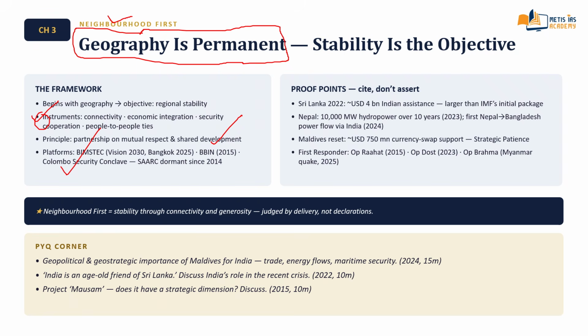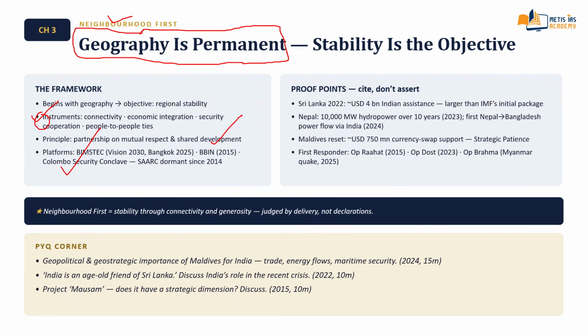Now comes the answer writing framework, how you can write an answer. Whenever a question appears on India's neighborhood, remember this five-step structure. First and foremost, explain why the neighborhood is strategically important. Second, identify India's objectives like security, connectivity, economic integration, and regional stability. Third, discuss the major challenges like political instability, cross-border terrorism, migration, water disputes, external strategic competition, and implementation gaps.